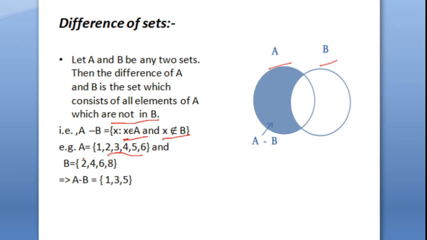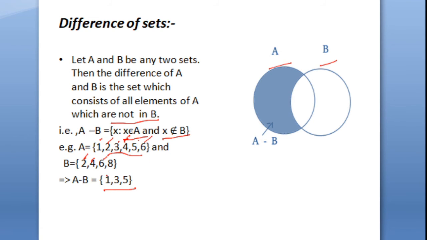For that, we will check which are the common elements of A and B. Here we can see 2 is common, 4 is a common element, 6 is a common element. That means all the elements of A except A intersection B. That means the rest of the elements are 1, 3, 5. That means the answer will be 1, 3 and 5.